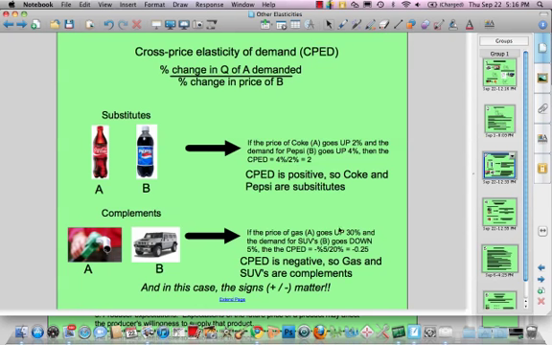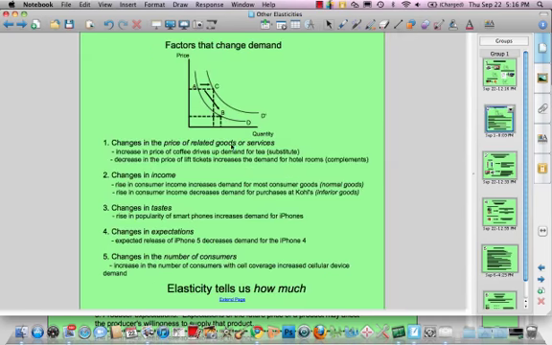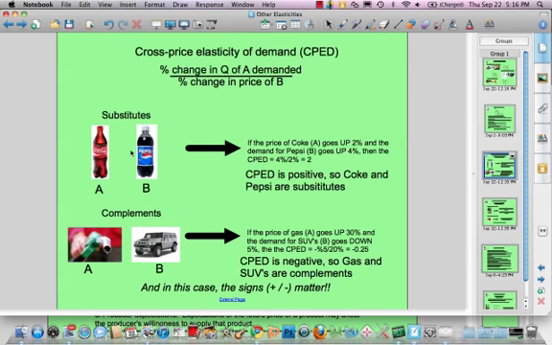Okay, first, discussion of cross-price elasticity of demand. Cross-price elasticity of demand has to do with related products. So looking back here, changes in the price of related goods or services. So let's talk about that. Well, here I've chosen 2 products that I would consider pretty good substitutes for one another, Coke and Pepsi. The cross-price elasticity of demand is defined as the percent change in the quantity of a product A demanded, over the percent change in the price of B.